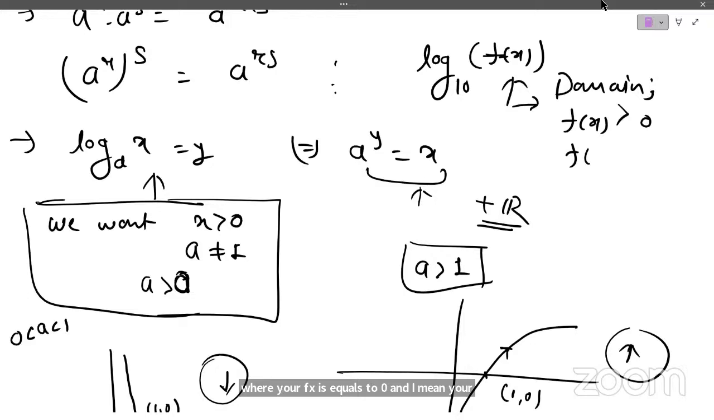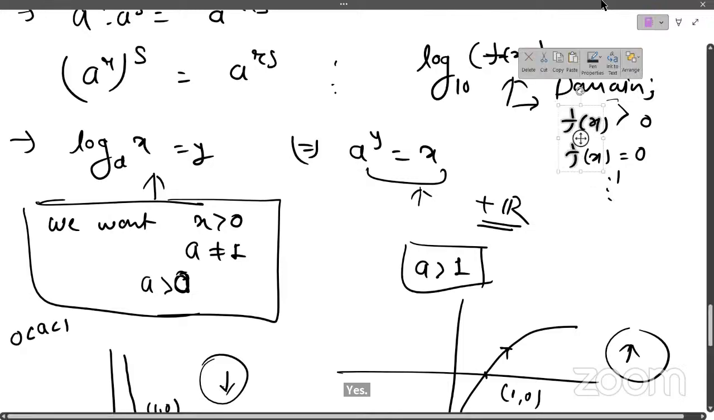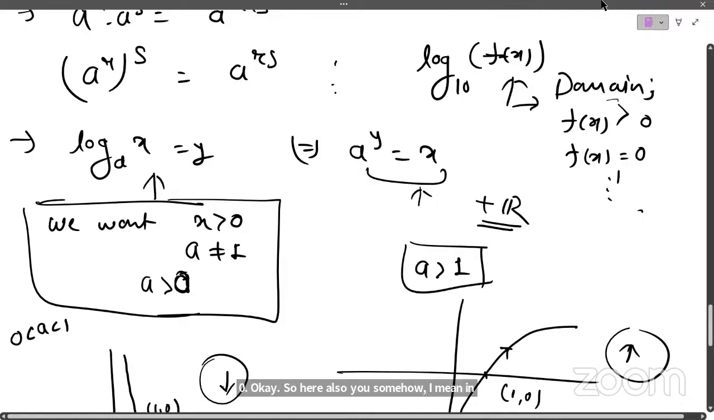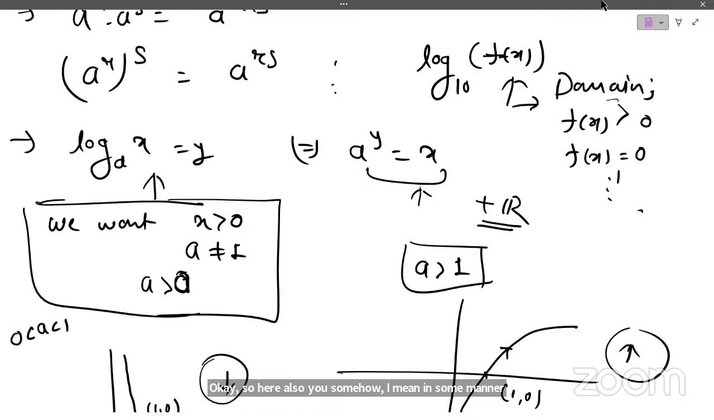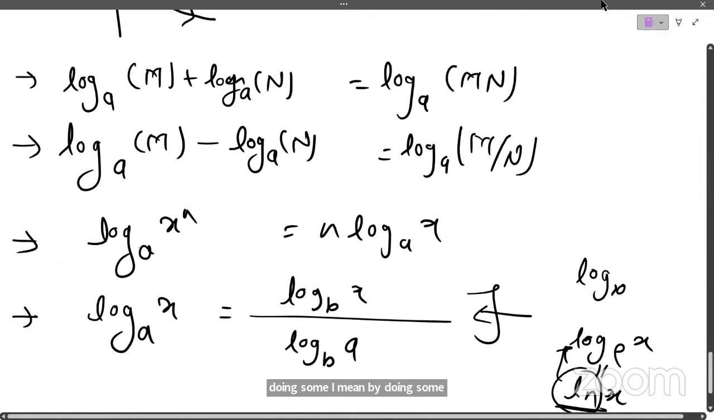So just try to find out where your f(x) is equal to 0, and then you can easily check what the points are where your function is strictly greater than 0 or less than 0. Okay, so here also, in some manner, you have to deal with the range, but we won't give such a complicated function which is not obvious. There are slight changes in the function, but by doing some computation or factorization, you can easily get those things. So don't worry about that.